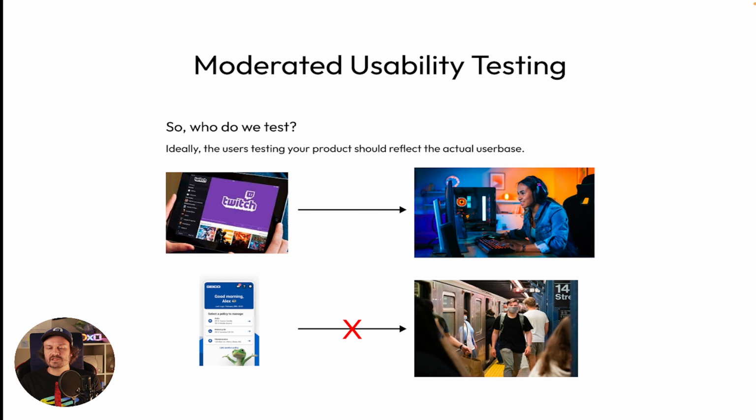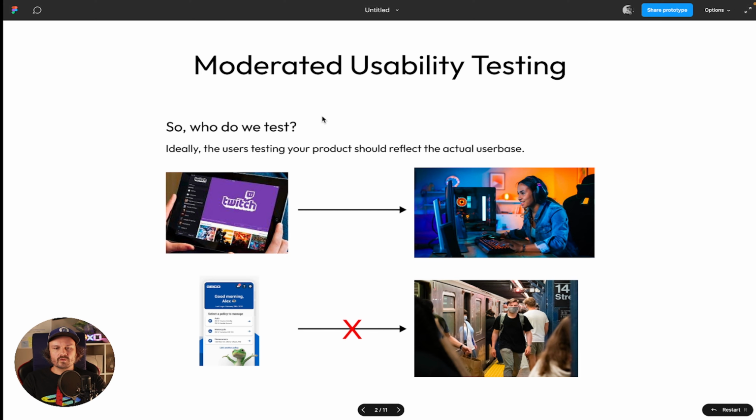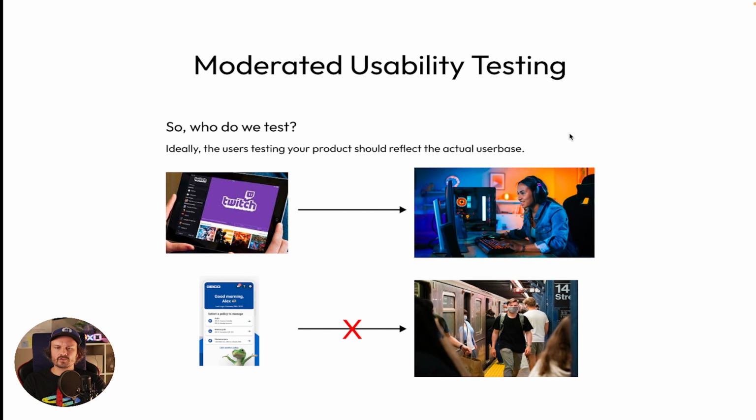Let's say you haven't put pen to paper, or you haven't really designed anything yet, and you're trying to field interest in an idea. Well, regardless of what stage you are in, whether you're in the planning stage or you're in a stage where you're actively creating, you've made deliverables or you're making a prototype, regardless of the stage, you need to make sure that you are speaking to the correct people, that you're interviewing or running tests with the appropriate user base. And so the question here is, who do we test? And so ideally, the users testing your product should reflect the actual user base.